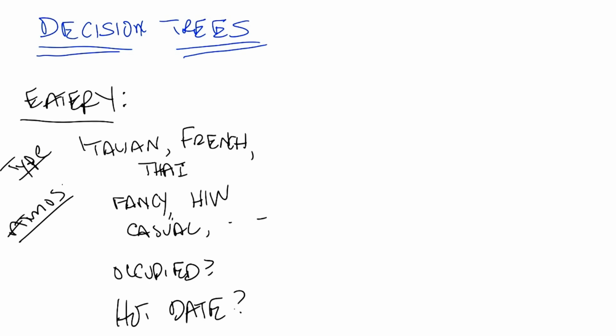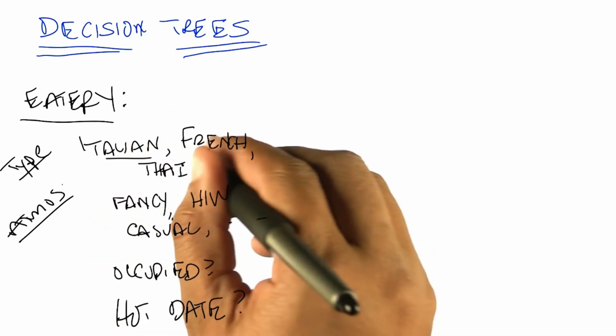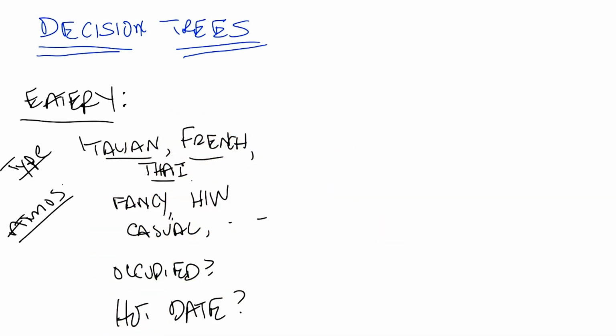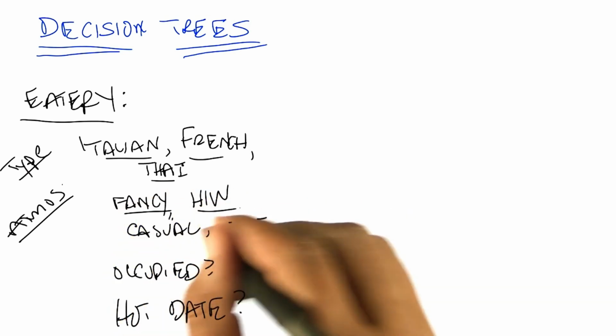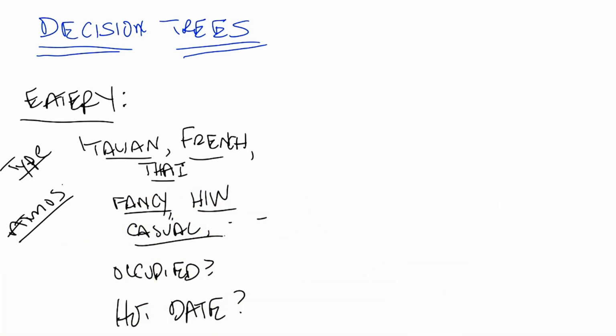Notice, by the way, that in the first 2 sets we have multiple possible categories. They could be Italian, French, Thai, American, and so on and so forth. Atmosphere is something that can have many, many possible values. But the last 2 things that we talked about were both binary. Either it's occupied or it's not, yes or no, or you have a hot date or you don't. And I think we could go on like this for a long time. But let's try to move on to maybe a couple of other features and then try to actually figure out how we might solve this.